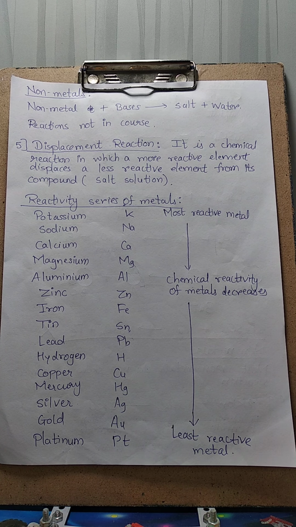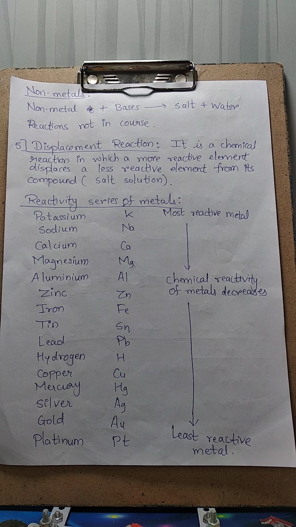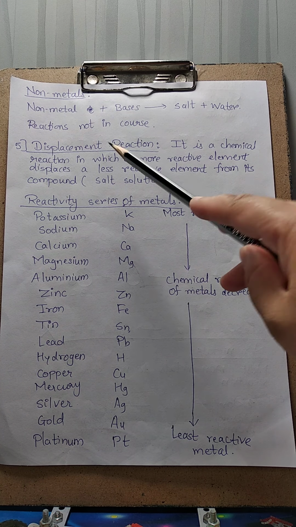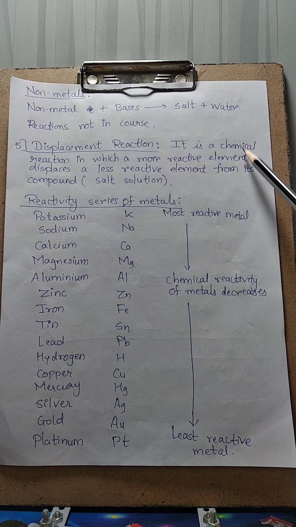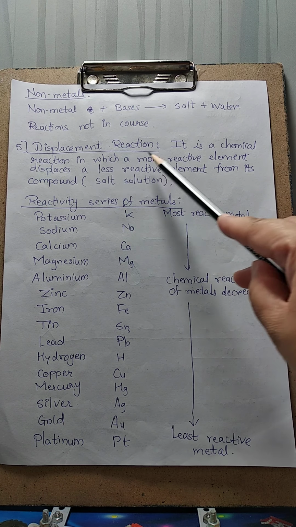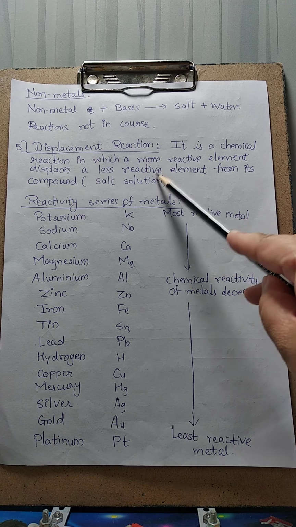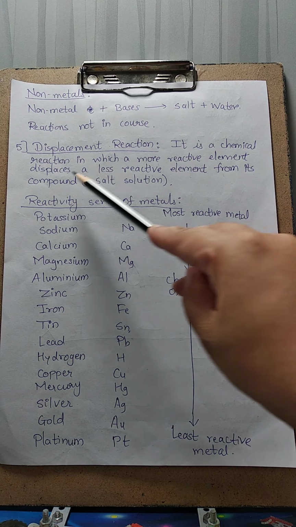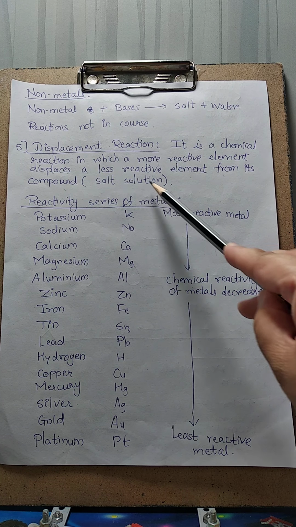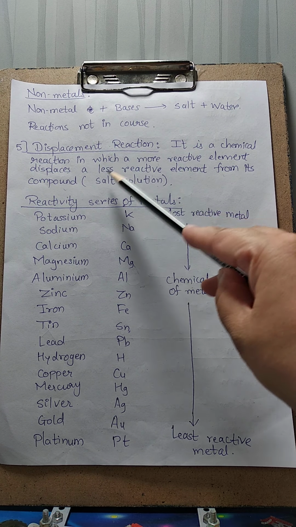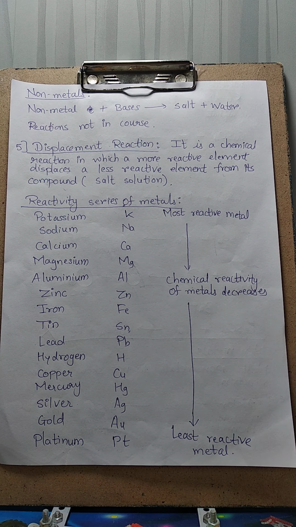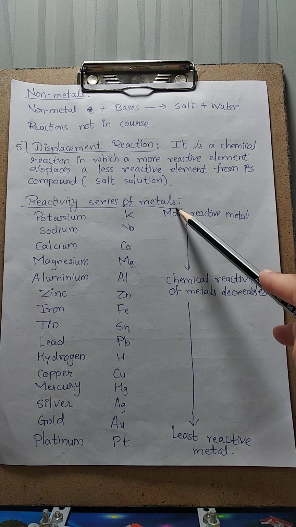So, what is a displacement reaction? It is actually a repetition of class 8. Let's just revise it. A displacement reaction is a chemical reaction in which a more reactive element displaces a less reactive element from its compound or salt solution. But to understand this displacement reaction, first of all, we have to understand the reactivity series of metals.